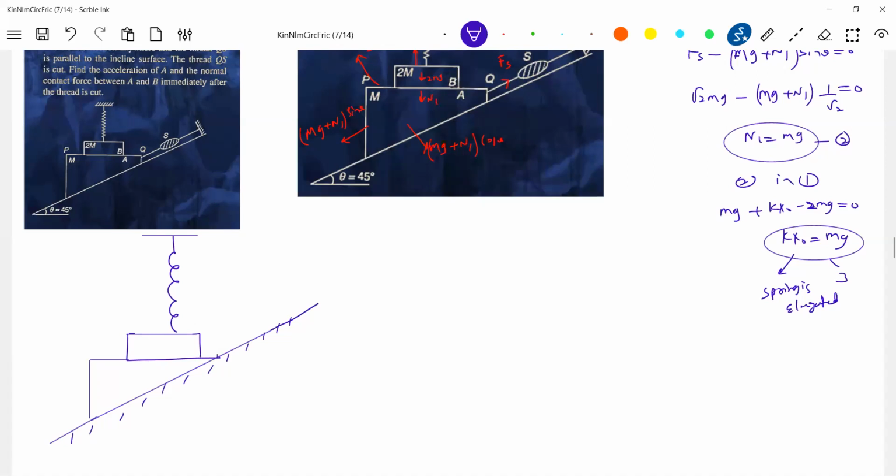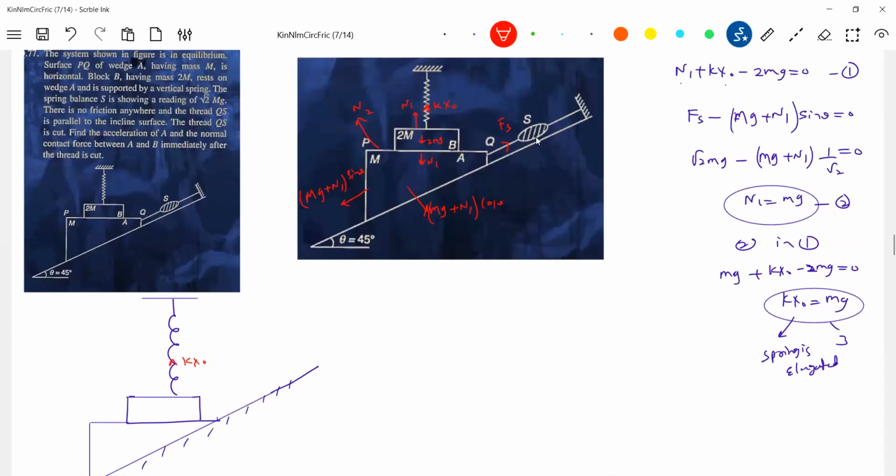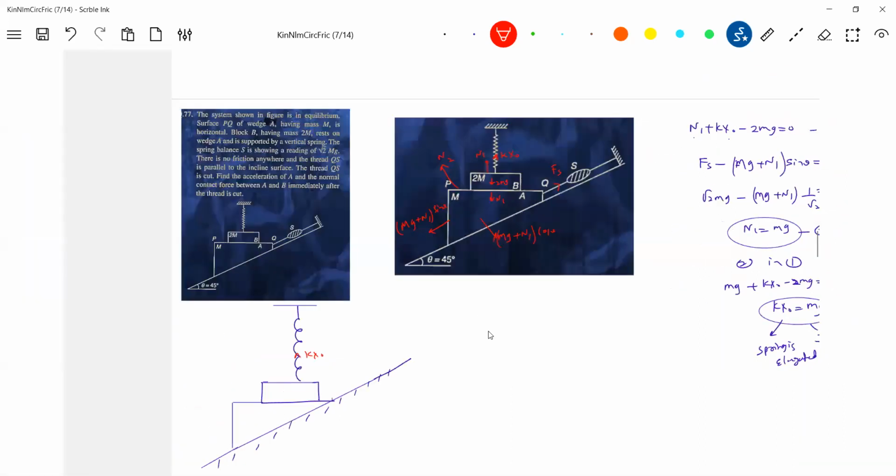Okay, so the initial spring force, let me keep as it is. This equation, I just wrote it to get the value of N1. You can manage by any method. Let me show the complete diagram.